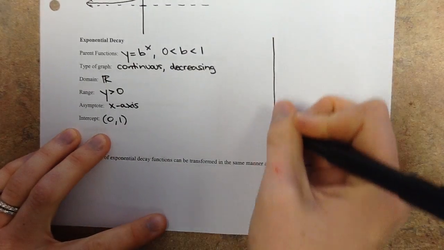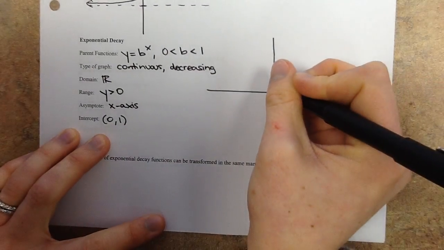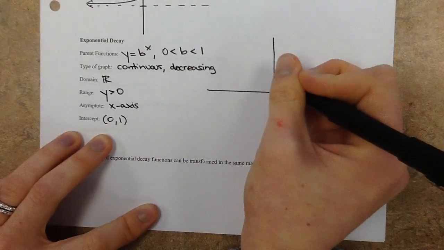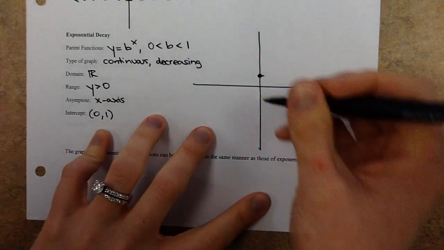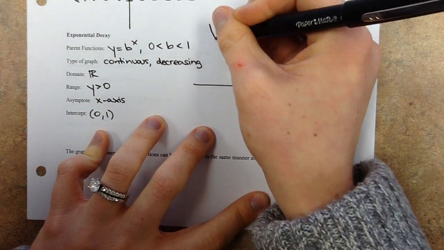So exponential decay is going to look like this. It still has this point right here because it does not matter what the base is. If you raise it to the 0 power, you're still going to get 1. Decay looks like this.